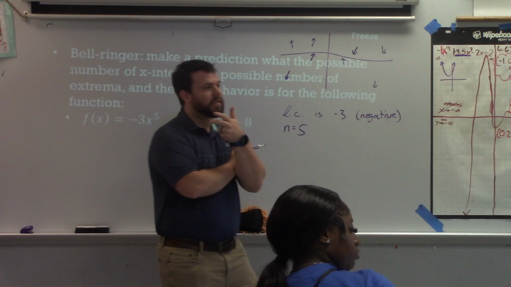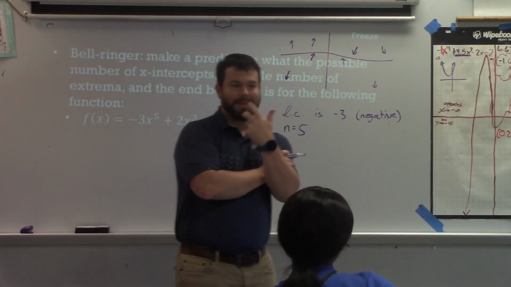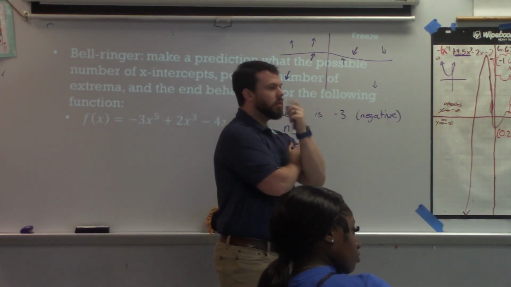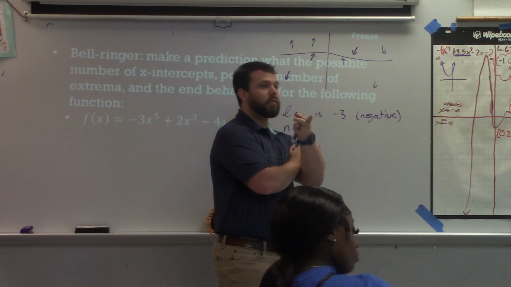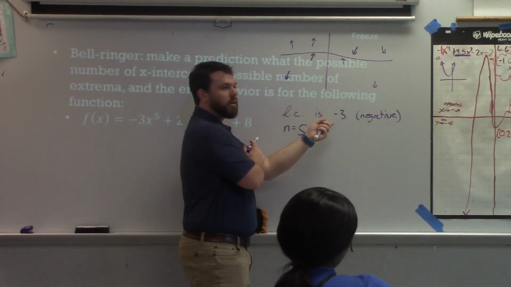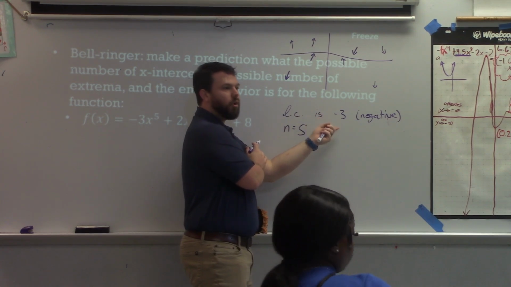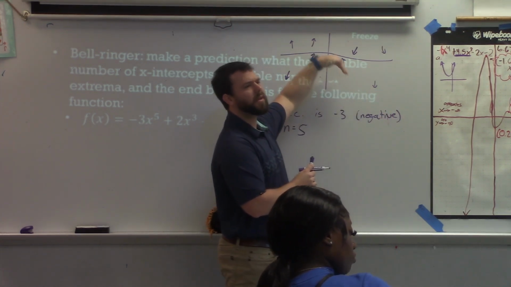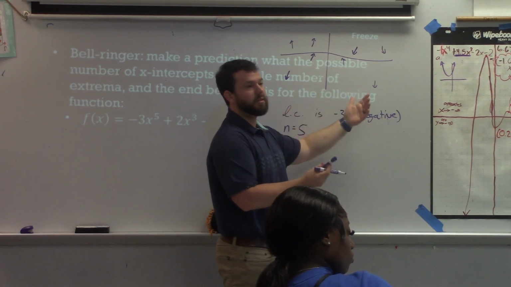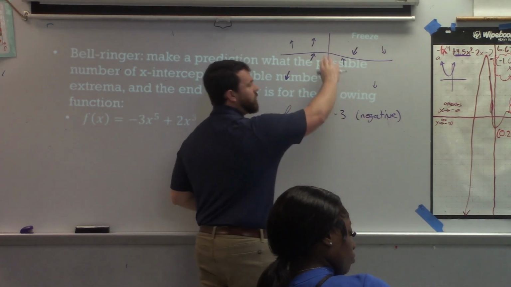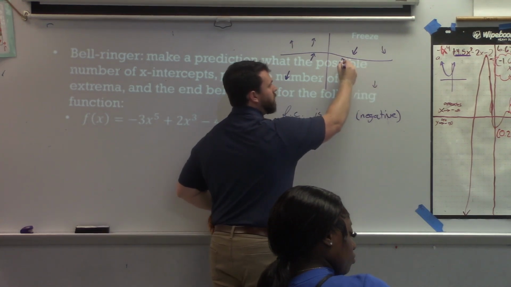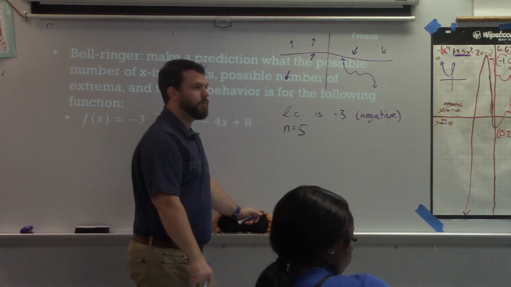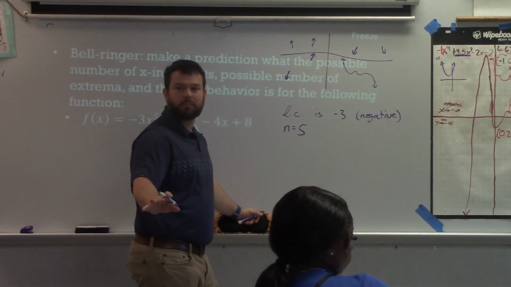Does anyone know why it's negative? Does anyone remember what I connected it to yesterday? The leading coefficient, but there's something else though. Linear, right? If this was linear and there was a negative slope, what's it got to do? It's got to go down. What's the more mathematical term? Decrease. Overall, it's got to decrease. It might change what's happening in the middle, but overall, it's got to go down, right? We good with that information?